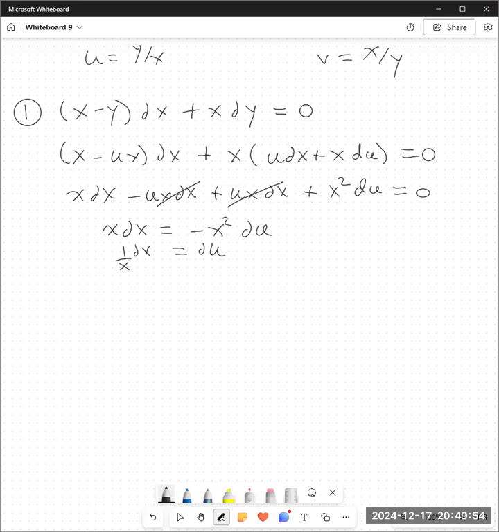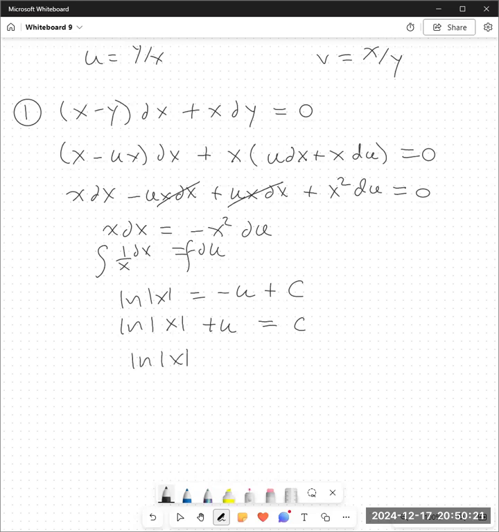dx, let's make that a negative du on that side. So when we integrate both sides here, I have ln of the absolute value of x is equal to a negative u plus c. So I'm going to make this ln of the absolute value of x plus u is equal to c. Let's make my substitution back that u is y over x.